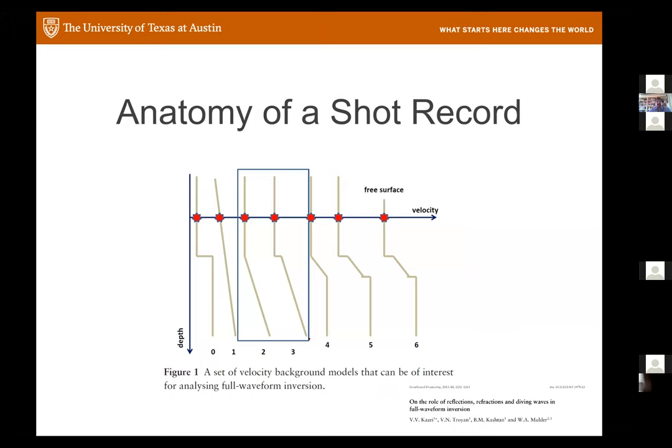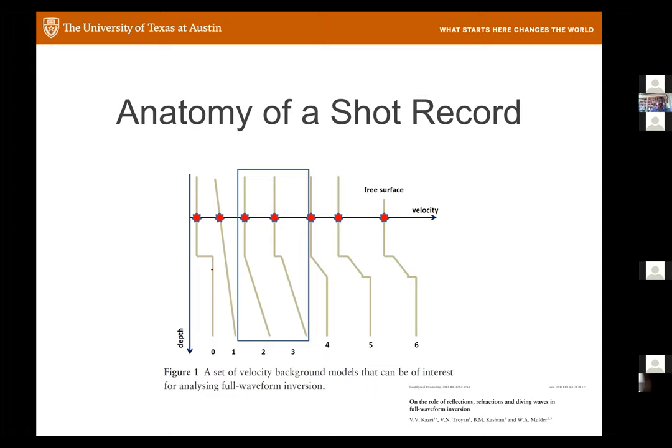So here we have different models. We can start to build our model with a simple model. Say for example, I have a simple layer over a half space model. What it means is that I have only one reflector, okay? Now this is the model that we have been using for years with a bunch of flat lying layers.